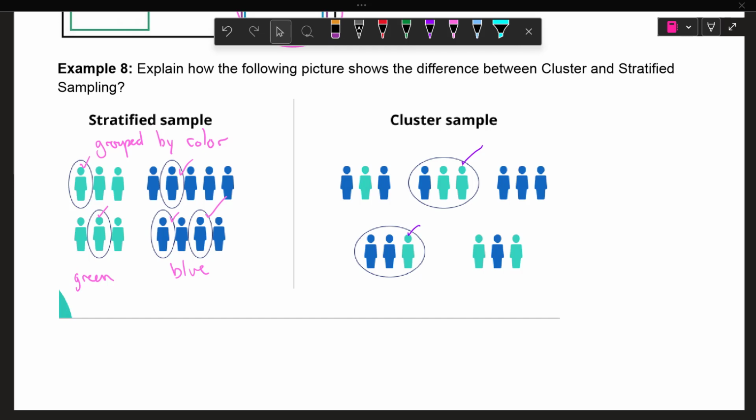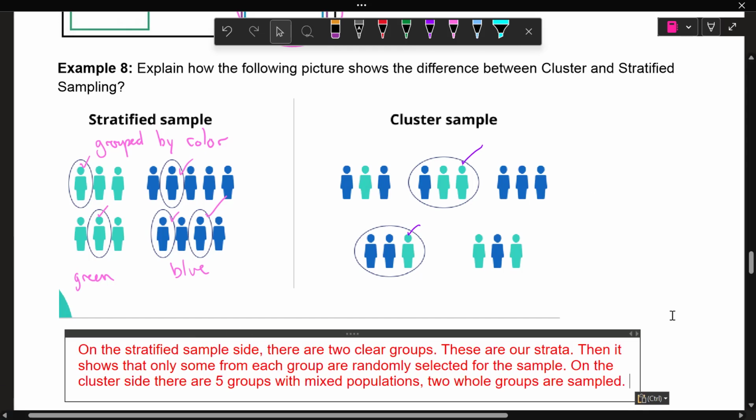So another way we can say this, on the stratified side, there are 2 clear groups, the 2 different colors. Then we take some from each group. On the other side, we grouped, just mixed up, just grouped however they were standing, and then we took whole groups.